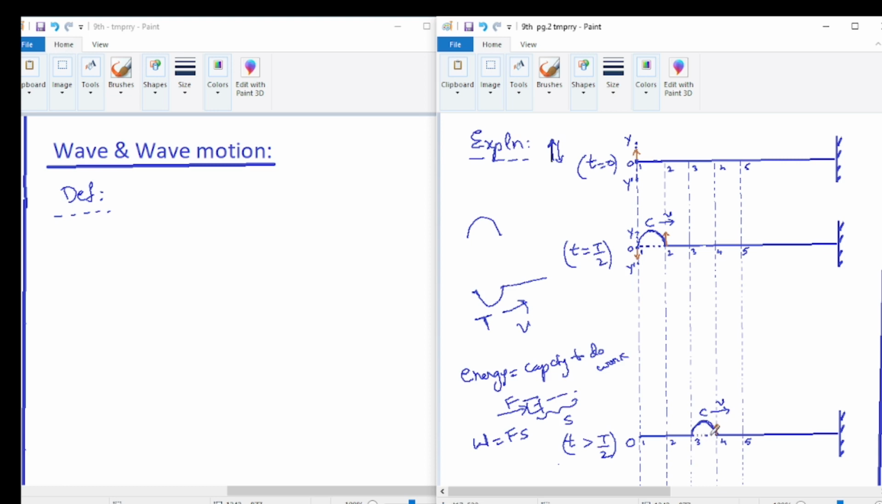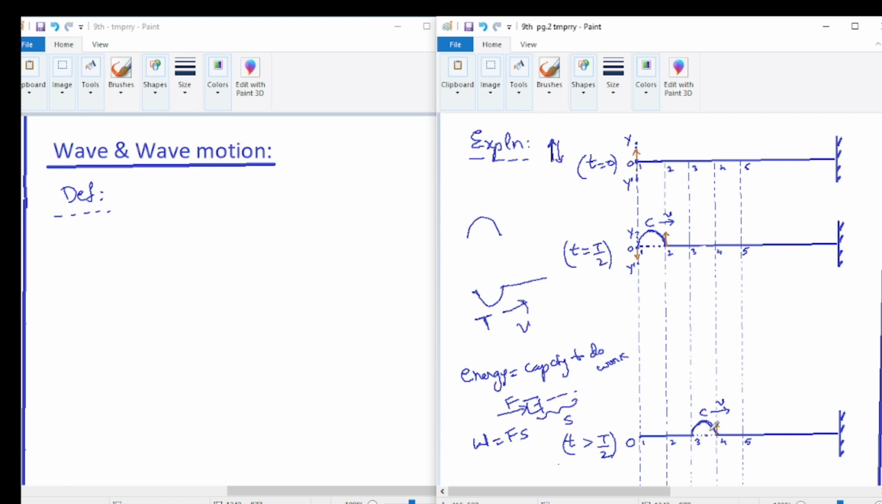Capacity to do work is nothing but energy. That's why wave is called energy. We have seen that energy exists in different forms: kinetic energy, potential energy, heat energy, and so on. There are different forms. So wave is another new form of energy. This is a very important point related to wave or wave motion.